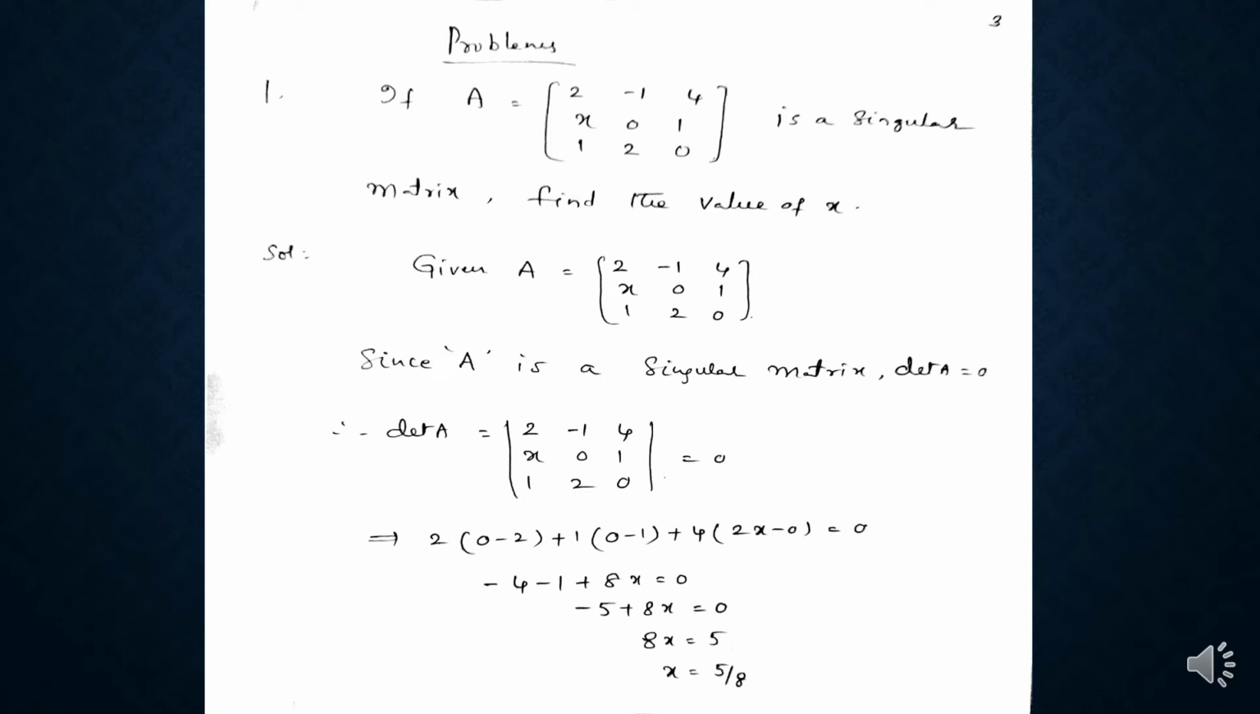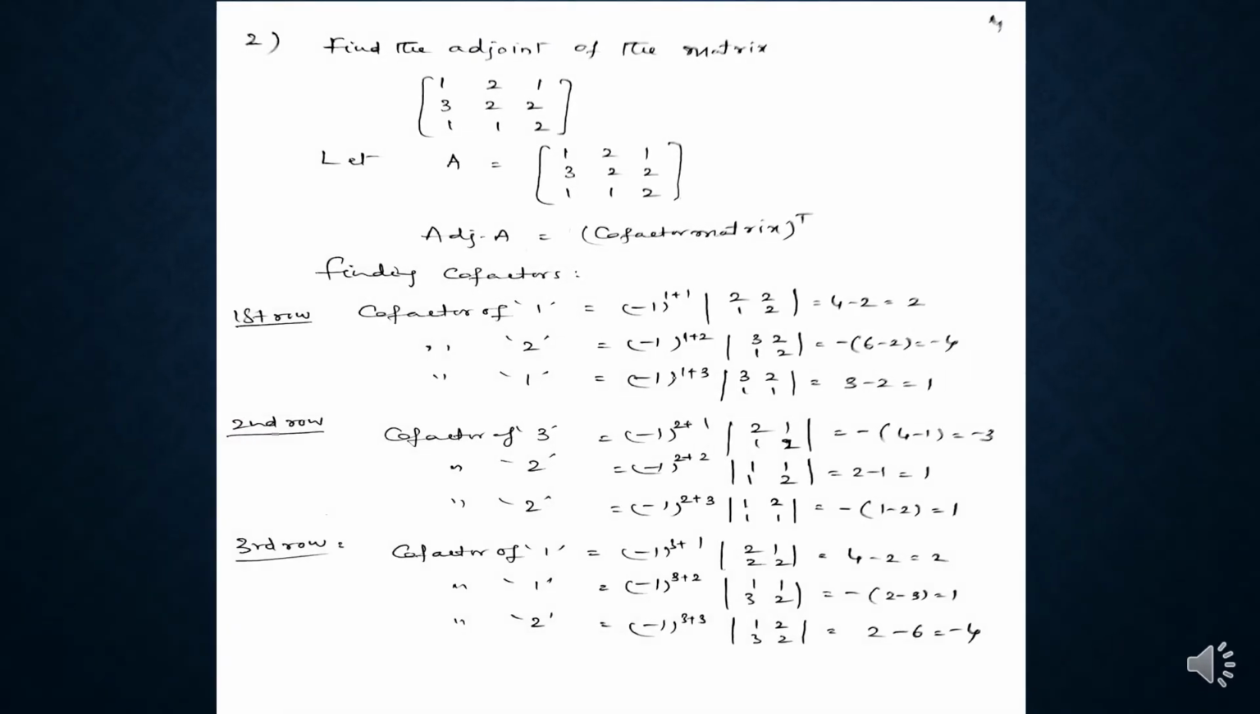Given that the matrix is a singular matrix, the determinant value is equated to 0. After equating the determinant value to 0 and expanding the determinant by using Laplace expansion according to the first row, that is equal to 0. By simplifying this, we are getting x is equal to 5 by 8.